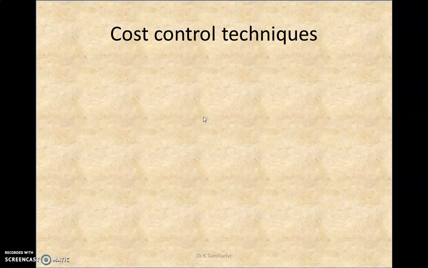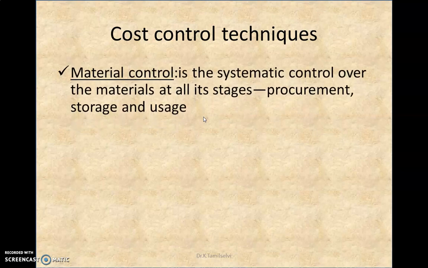Next, cost control techniques. The first one, material control, is a systematic control over the material at all its stages, from the procurement and making of inventories to the usage system. Material control refers to the managerial activities relating to giving instructions or directions to ensure maintaining adequate quality and quantity of materials for uninterrupted production process with the objective of minimizing material cost.